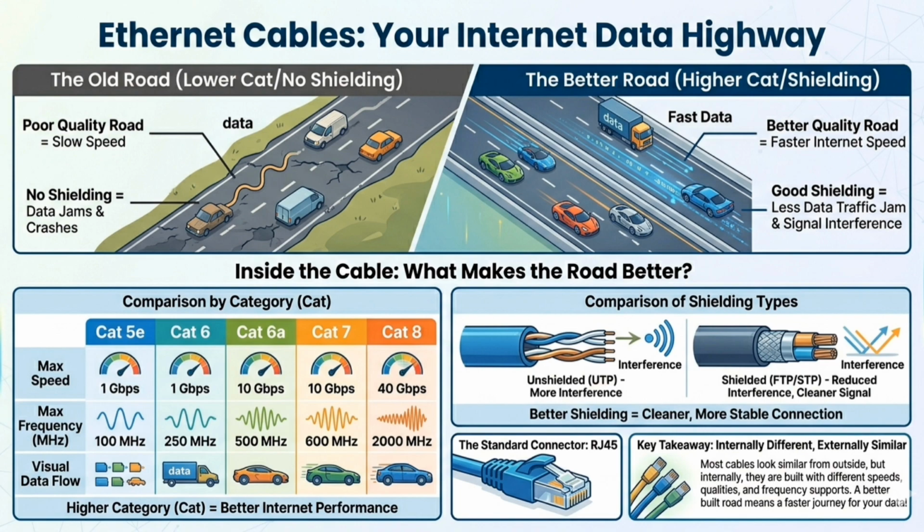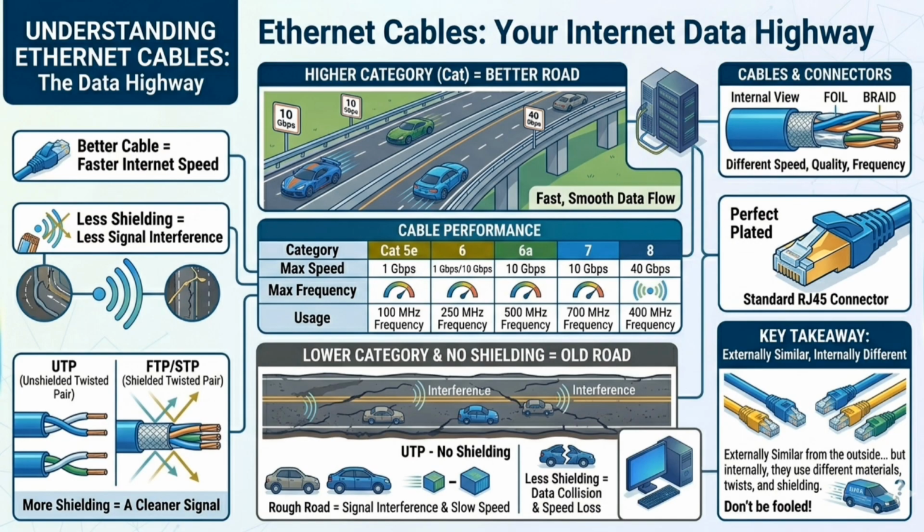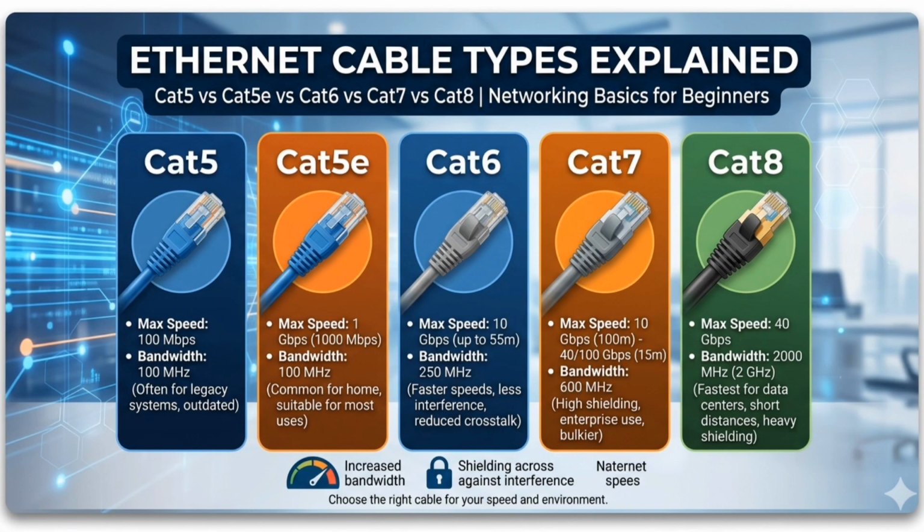The better the road, the faster vehicle can travel. Similarly, better cable, faster internet speed, better shielding, less signal interference, better category, better performance. These cables use RJ45 connector. Most Ethernet cables look similar from outside, but internally their speed, quality and frequency supports are different.